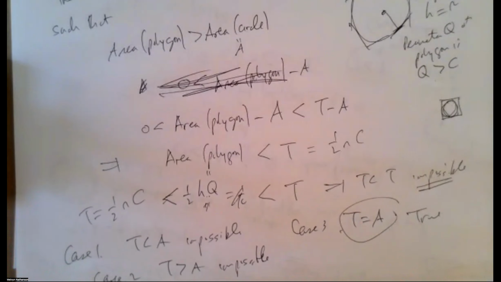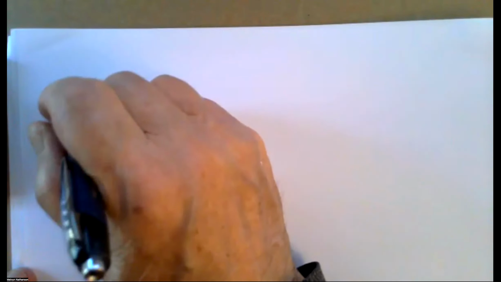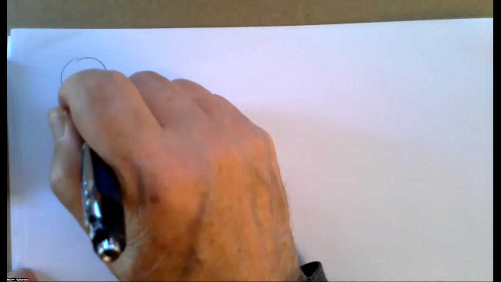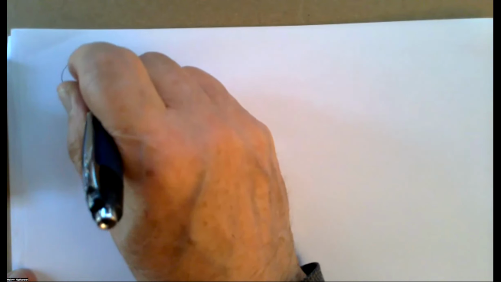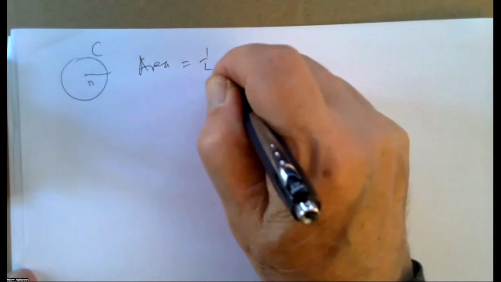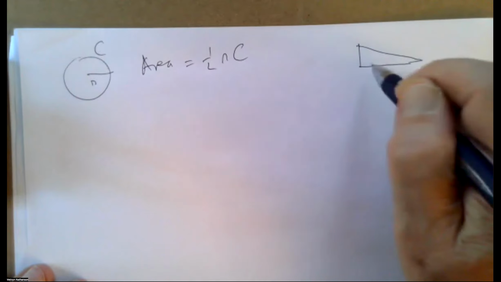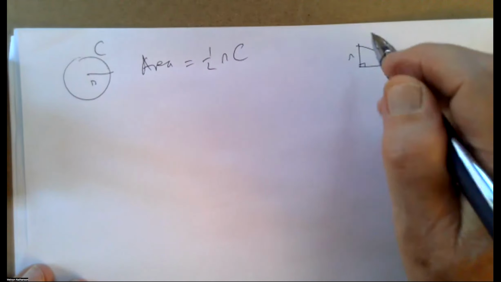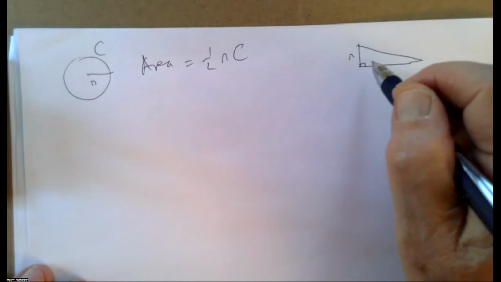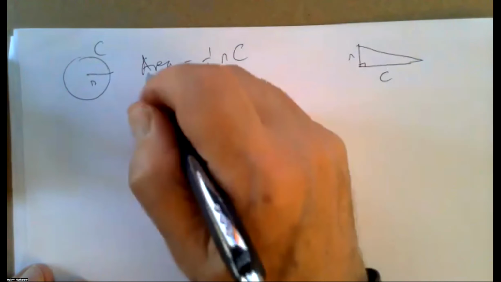I still am not done with area pi r squared, but what we did just prove is: you have a circle, radius r, circumference c, the area is equal to 1/2 rc. You have the right triangle with sides r and c. The area of this right triangle is exactly the area of the circle.